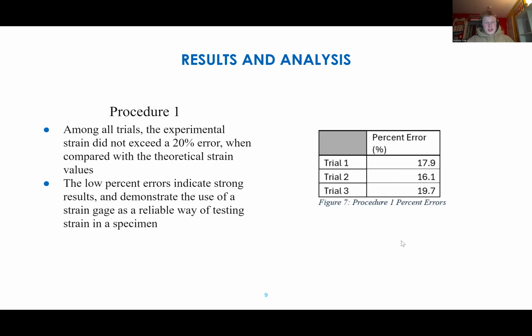For results and analysis, for our procedure 1, for our trial 1, we received a 17.9% error, a 16.1% error, and then 19.7% error for trials 2 and 3, respectively. Both of these did not exceed 20%, which shows that we have good data, and that the strain gauge is a reliable way of testing the strain in a specimen.